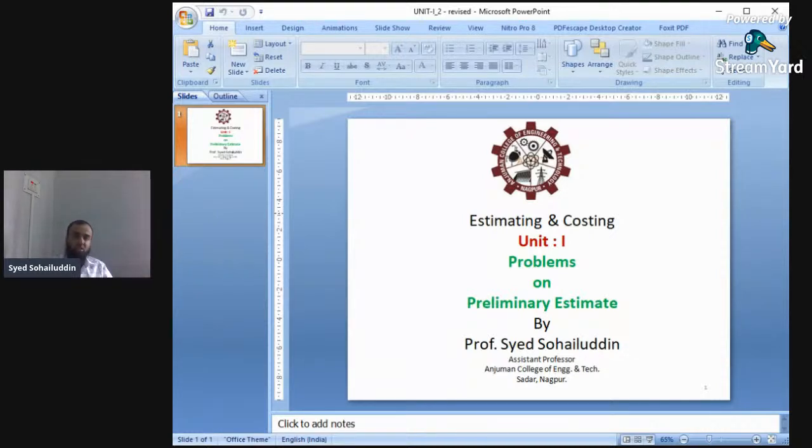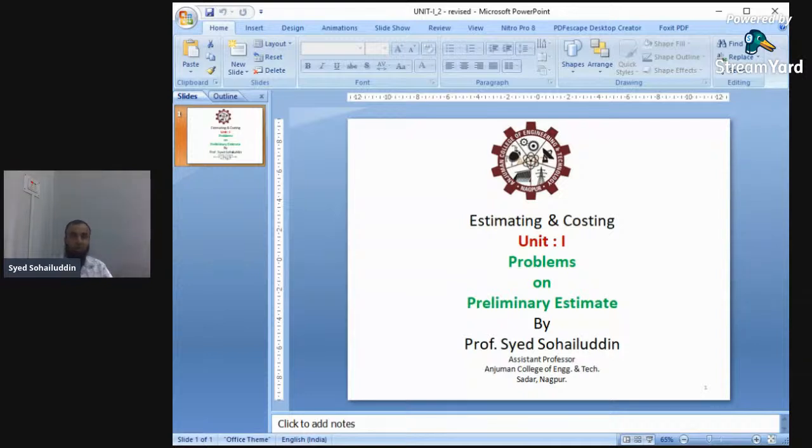So it is requested all the students to have a pen and notebook so that we can solve the problems, or we can understand the problems related with the preliminary estimates. So there is a compulsory question of 8 to 10 marks on preliminary estimates depending upon all the 5 methods we have already discussed. I've already discussed the 5 methods in short. So depending upon all 5 methods or depending upon 1 or 2 methods, there is a compulsory question of 8 marks on preliminary estimates.